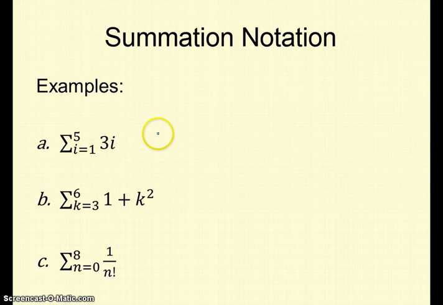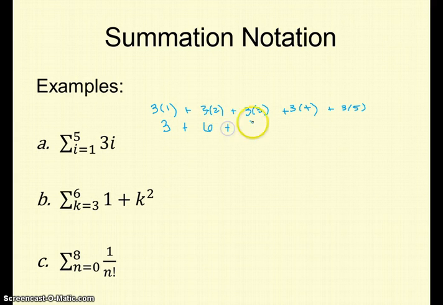So when I do that, first I should probably list out my terms. So I'm going to have 3 times 1, 3 times 2, 3 times 3, going all the way to 5. So 3 times 4, and 3 times 5. It's a summation, so I'm adding all of those together. So that's 3 plus 6 plus 9 plus 12 plus 15. Which, when I add all of those together, I get 45. So my answer here is 45.